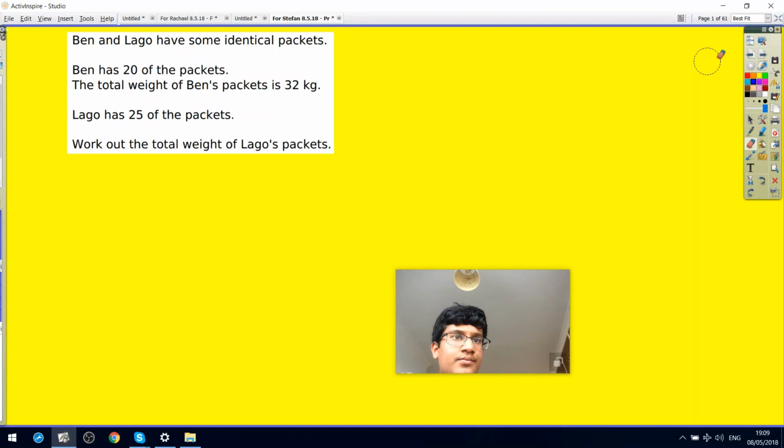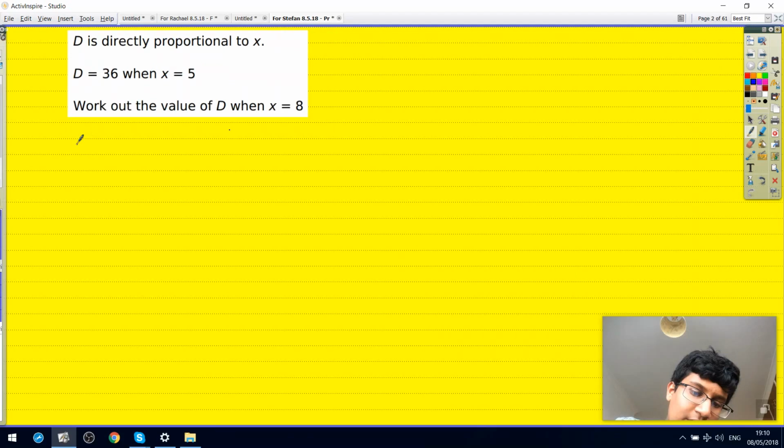Fine for those ones, yeah. Okay, so this is direct proportion. D is directly proportional to x, so D would equal kx. And we know 36, so that would be 36 equals k times 5, or 5k. And then k is just 36 over 5, which is 7.2.